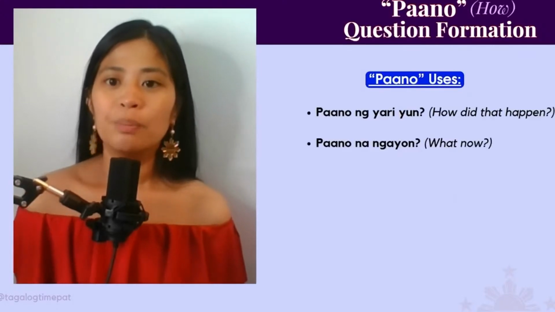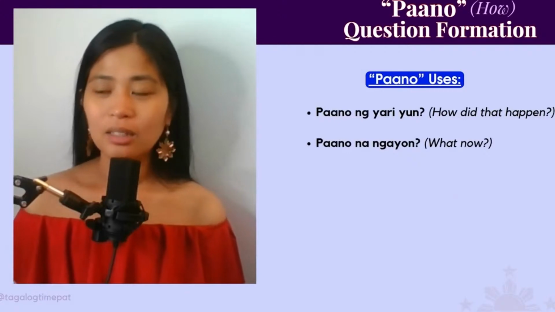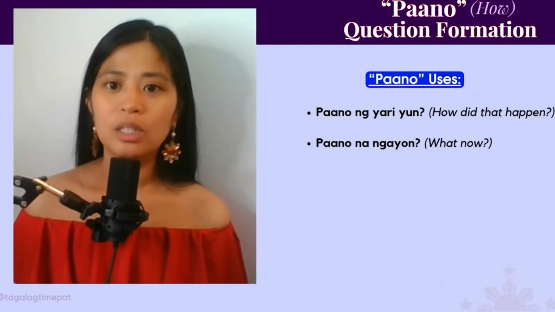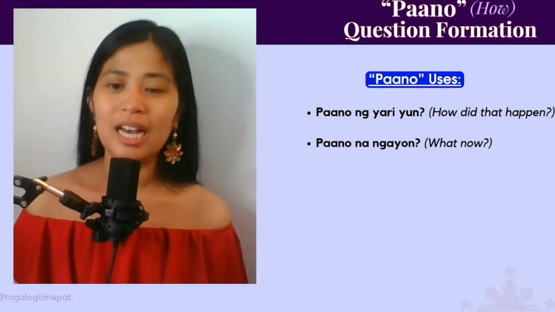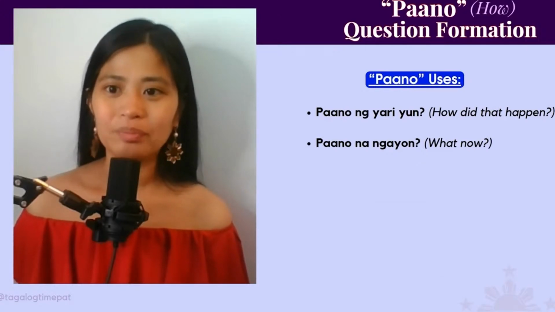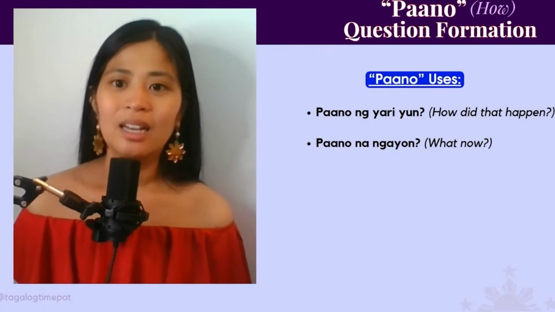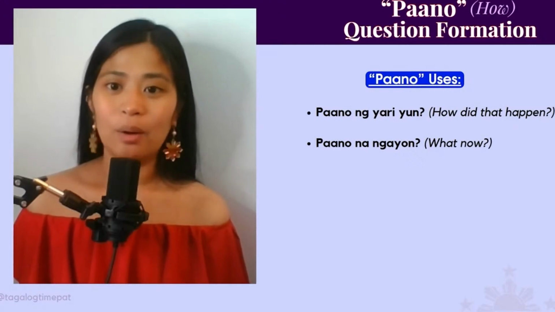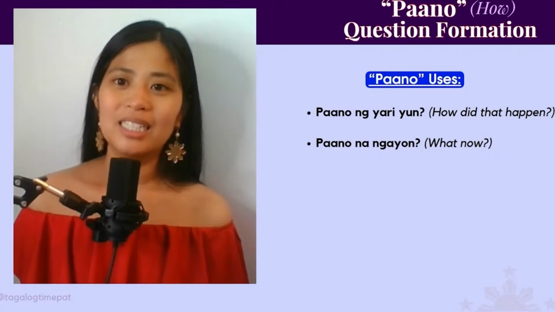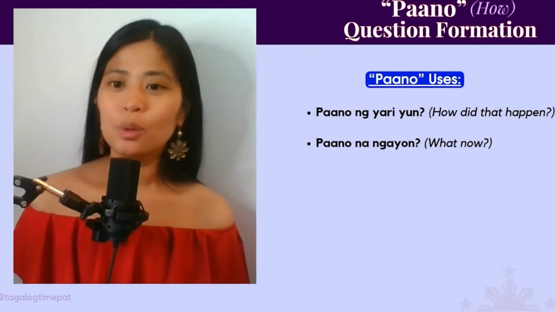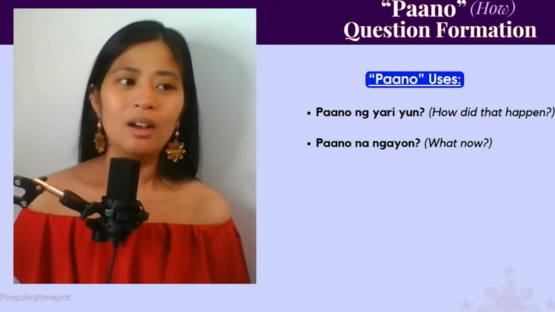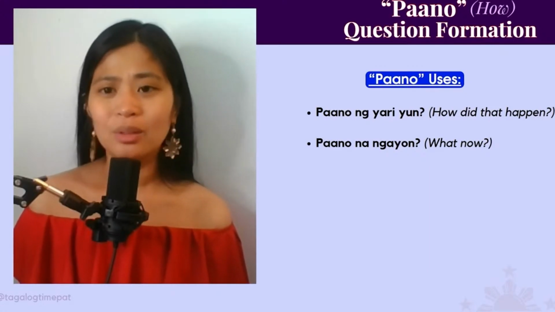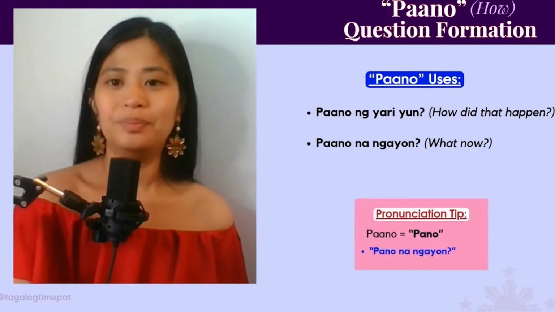Now, here are just some other paano uses. So, paano nangyari yun? How did that happen? Nangyari means happen, and then yun means that. Or paano na ngayon? What now? Ngayon means now, so technically this is like, how now? It's a rhetorical question when something goes wrong. Like, oh no, I lost my job. Paano na ngayon? What now? What am I going to do now?